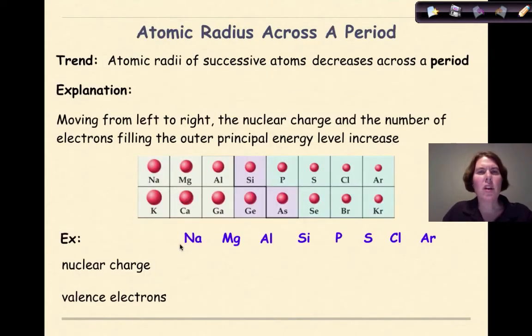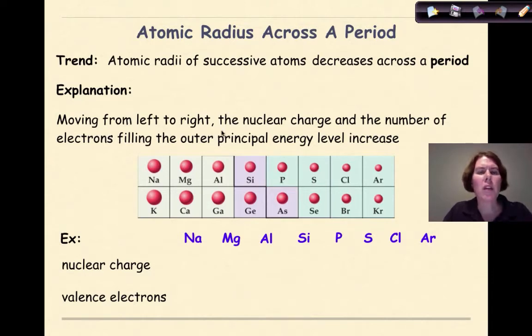Now let's look at the trend of atomic radius across a period. The trend is that the atomic radii of successive atoms will decrease across a period. What that means is that as you go across the period from left to right, the atomic radii of those particular atoms are going to get smaller. Let's look at the explanation why.